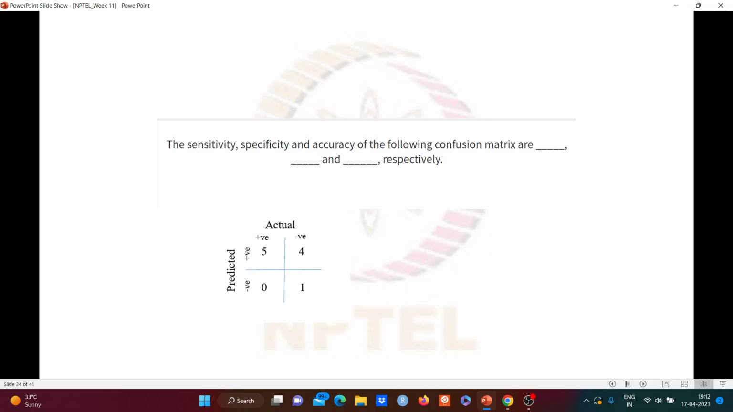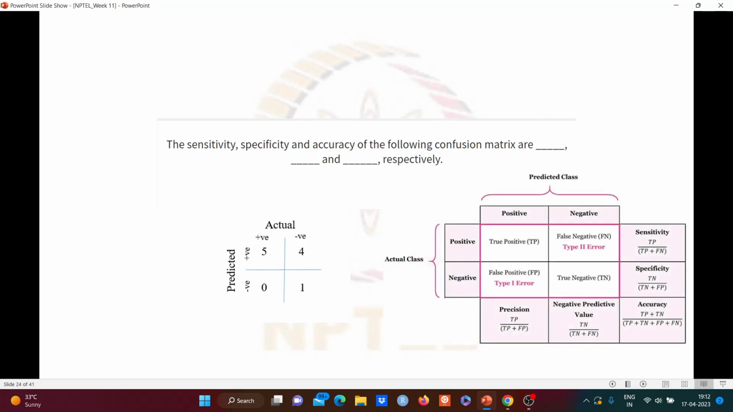Moving forward to a calculation question. Given a confusion matrix, can you calculate sensitivity, specificity and accuracy? Okay, for your reference, I'm giving the formulas as well. So I'll wait for some more time for you to solve this.